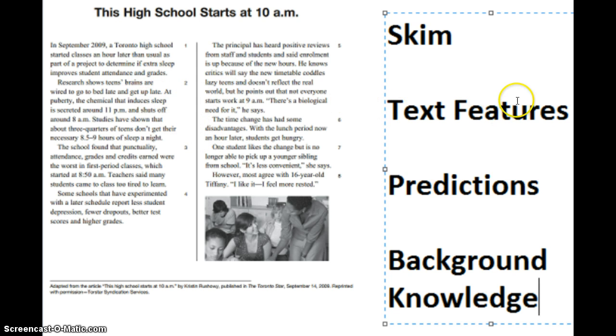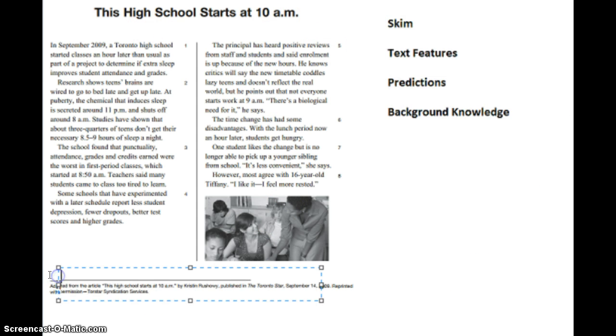You're also going to want to look at the text features. So look at the title, look at the picture, look at this little bit at the bottom here. This says where they got the text from. They have to say that on the literacy test, where they got it from. Read that feature. It might be helpful for some questions.